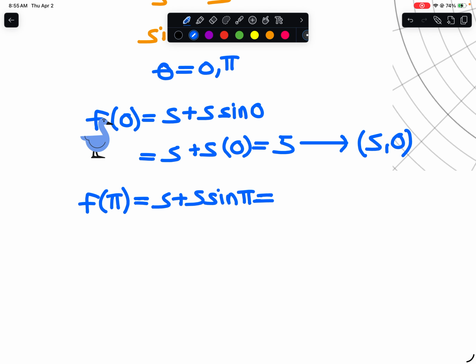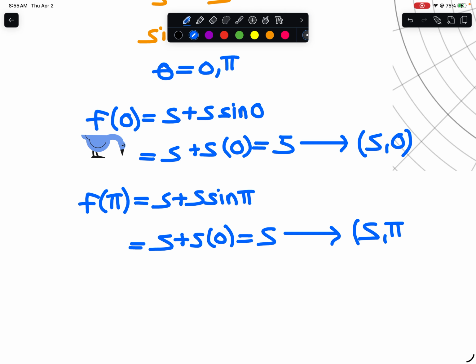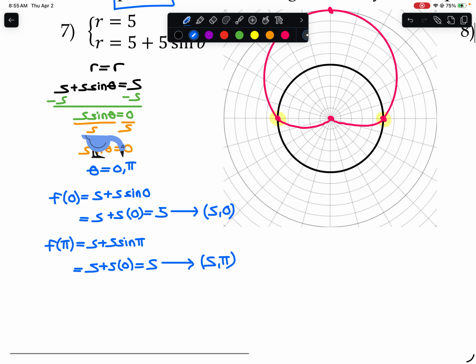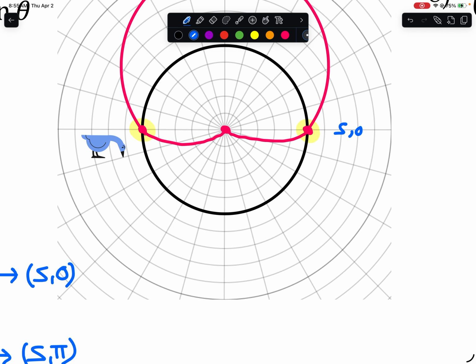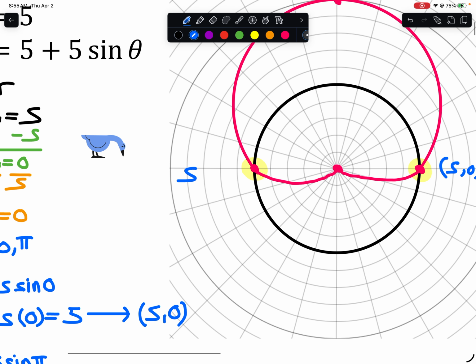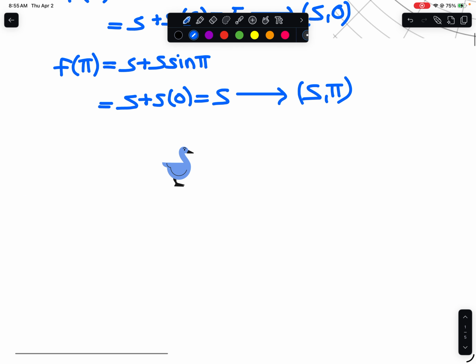So this is going to be 5 plus 5 sine of pi, which is going to be 0. So we get the same thing as we did before. The only thing that's different is the direction that we go in. So this would be 5 in the direction of pi. So that's going to be your 2 points, 5 in the direction of 0, and then 5 in the direction of pi. So for your final answer, you're just going to write those 2 coordinates.